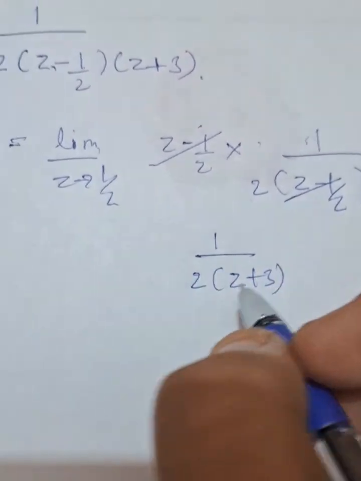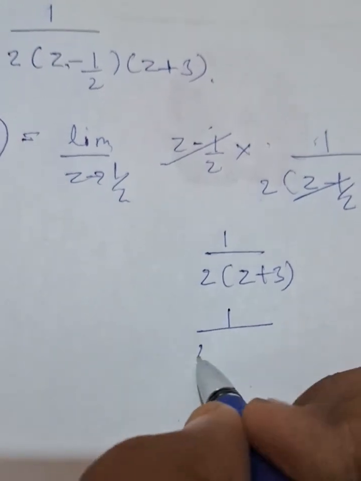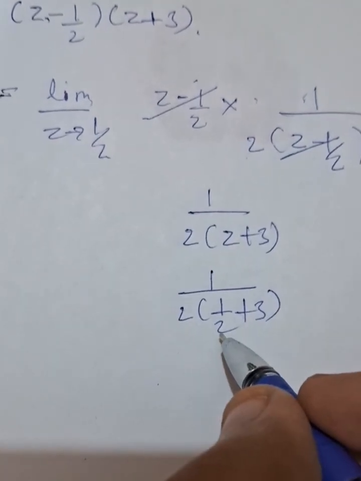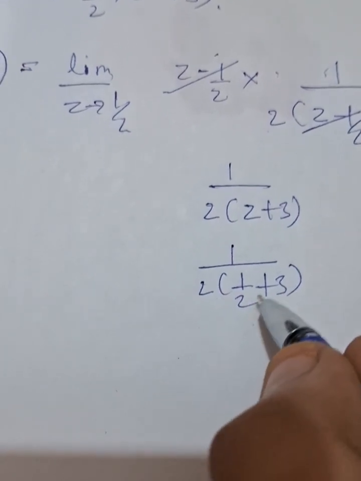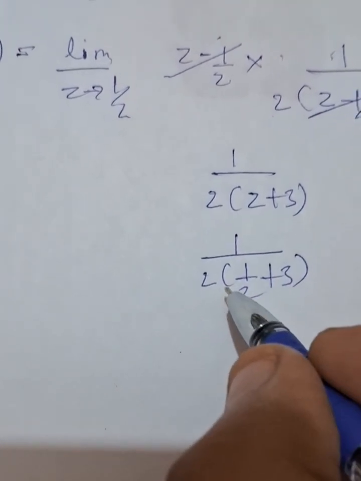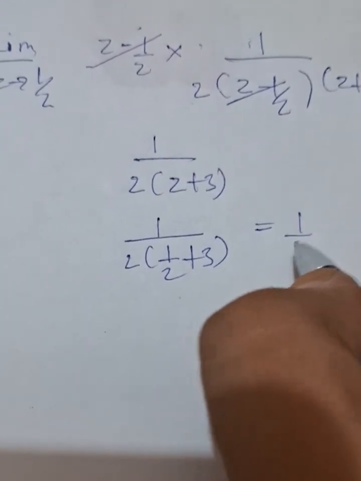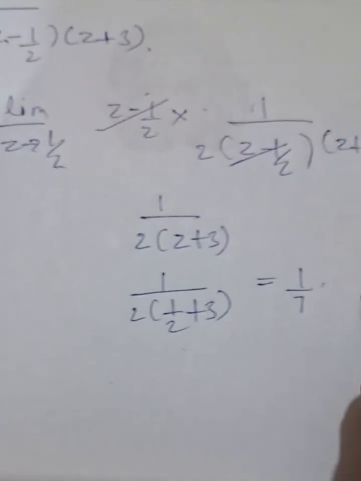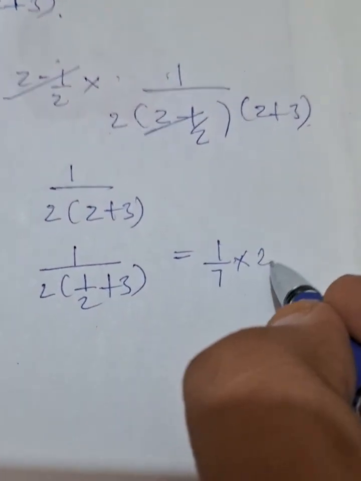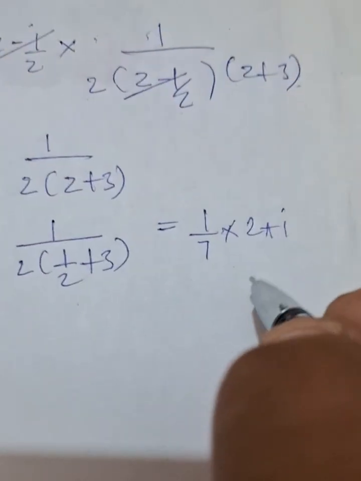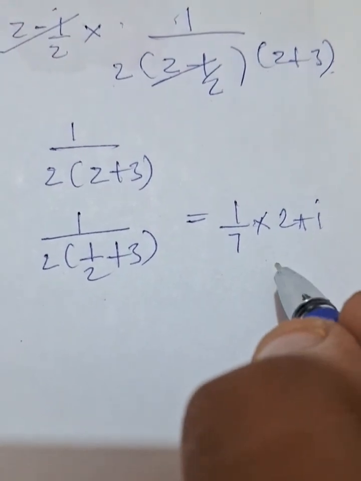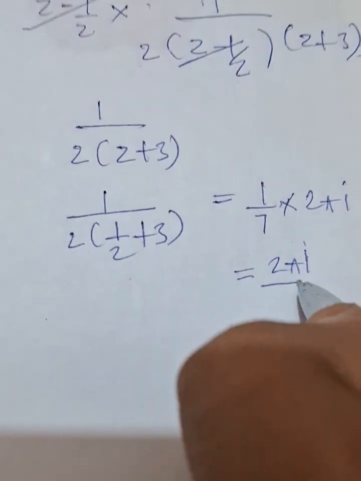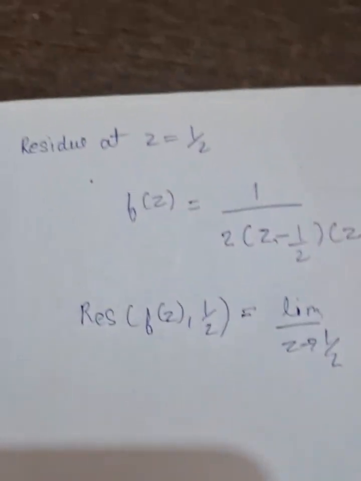Now we have to put z equals 1 by 2, so 1 upon 2 plus 3, which will give us 7 upon 2, into 2, 7. So it comes out to be 1 upon 7 for the point z equals 1 upon 2, and we can multiply it by 2πi initially here, or do it later when we are summing up for both the points. So it will turn to be 2πi upon 7 for the point z equals 1 upon 2.